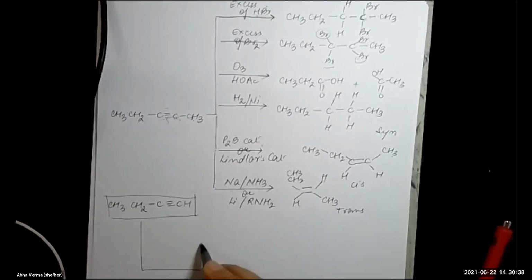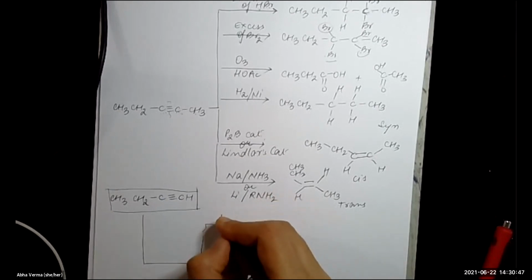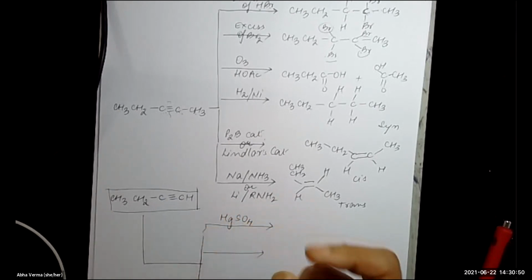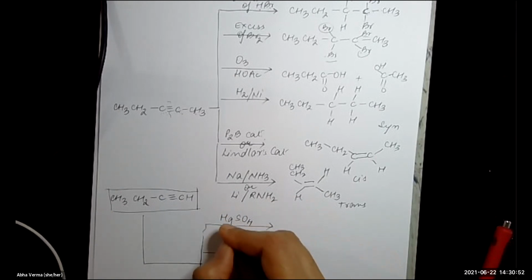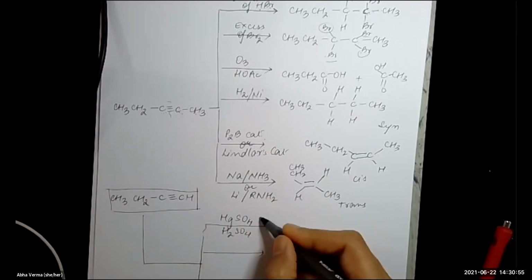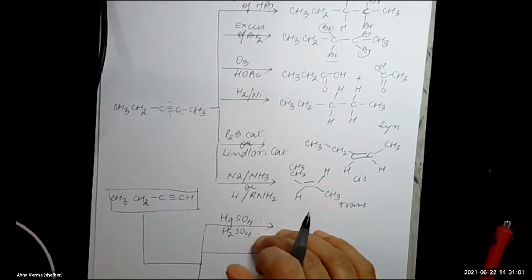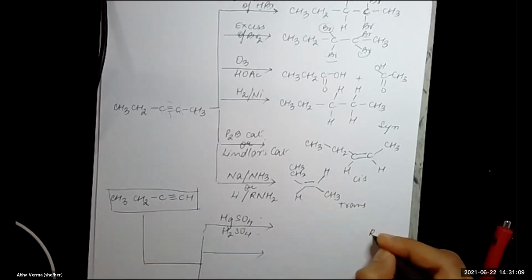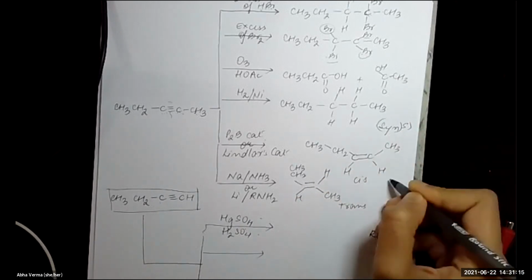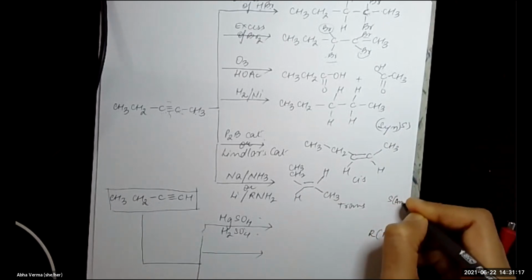Now we are going to do a little bit with this terminal alkyne. The first thing that I want to show you is the alcohol formation: HgSO4, H2SO4. If water is given, fine. If water is not given, then you assume that there is water here. Where will this OH go? It will go to the more substituted carbon. So regioselectivity is Markovnikov's, and stereoselectivity is anti here.